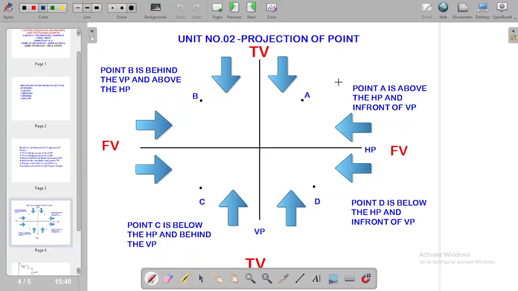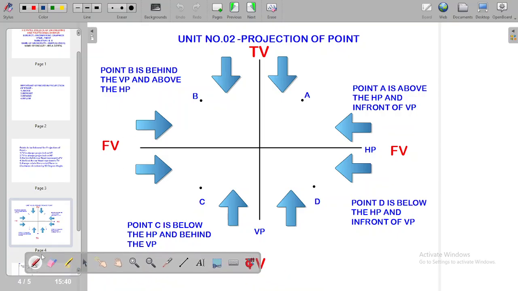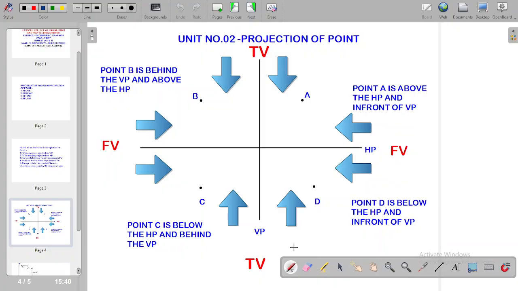Now, suppose point A is above. Above distance is projected on the VP plane, and in front distance is projected on the HP plane. Next step, rotate the HP plane and mark it. By observing this diagram we will clear all the concepts of the projection of point.